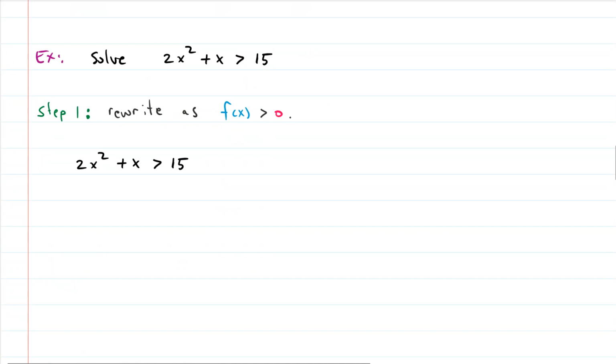Well, let's try it out. First step, this is our equation. Solve 2x squared plus x greater than 15. So first we need to get everything to one side.